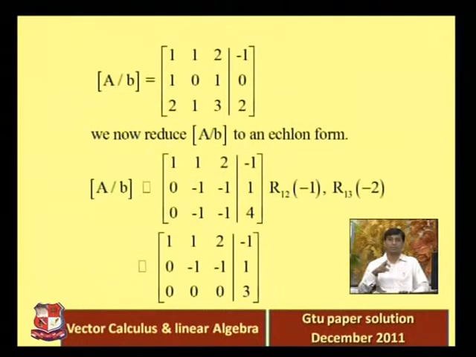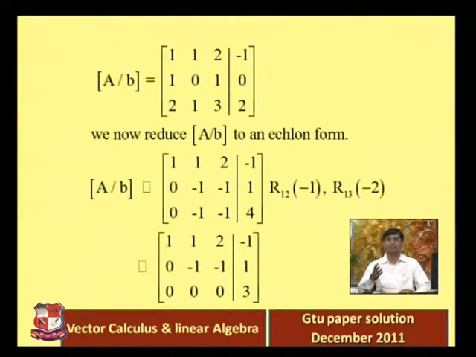So we multiply the second row by minus 1 and add it to the third row, so the third row becomes 0 0 0 3. This is interesting. From the third row we have one equation: 0 times x plus 0 times y plus 0 times z is equal to 3. That is not possible for any x, y, z. So definitely Ax equals B is not consistent.